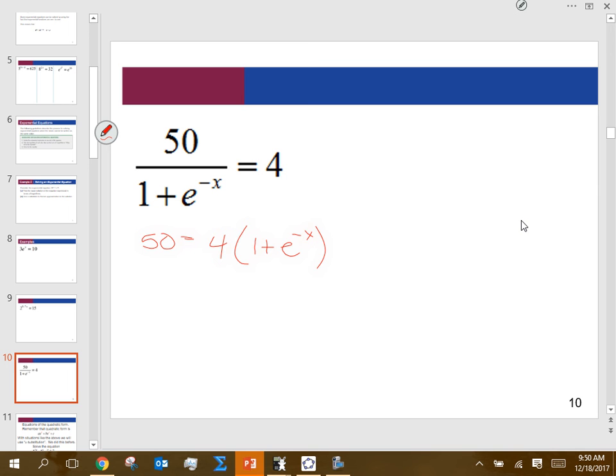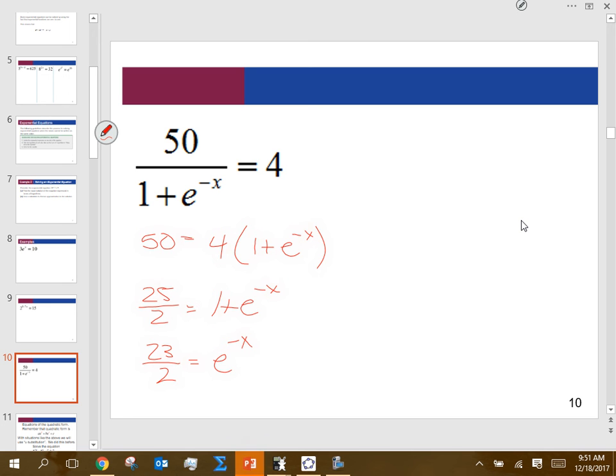So divide both sides by 4, and you get 25 halves is equal to 1 plus e to the negative x, right? Some people say, well, you multiplied to get rid of fractions. Well, I didn't necessarily multiply to get rid of fractions. I multiplied so I can get the variable out of the denominator. Now, think about isolating the exponential part. What would I do? Subtract 1 from both sides. So that gives me 23 halves is equal to e to the negative x, right?